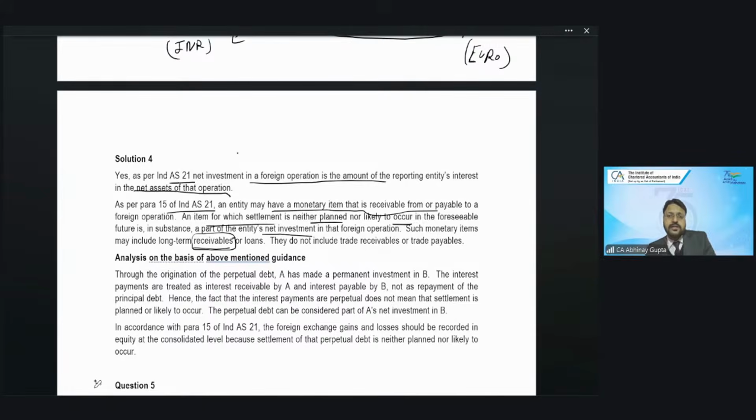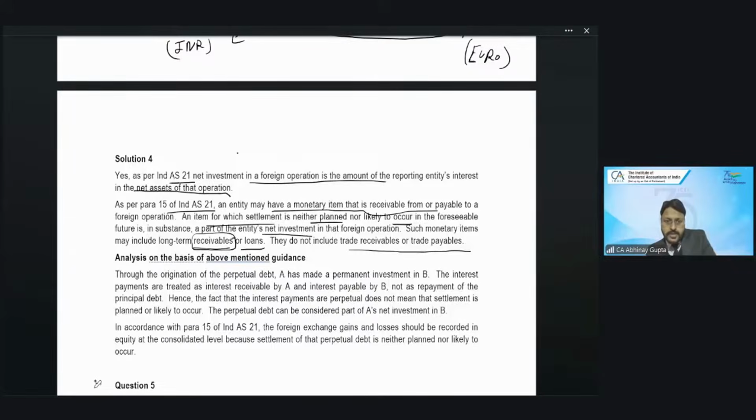Long-term receivables as well. So even if you had receivables which you are not planning to recover from the other entity, that could be treated as a net investment, right? Or any loans which are given on a long-term basis. They do not include trade receivables or trade payables, which are generally recoverable within the next 12 months or within the operating cycle. So general trade payables and trade receivables are not part of the net investment unless they are long term or not planned to be settled in the foreseeable future.